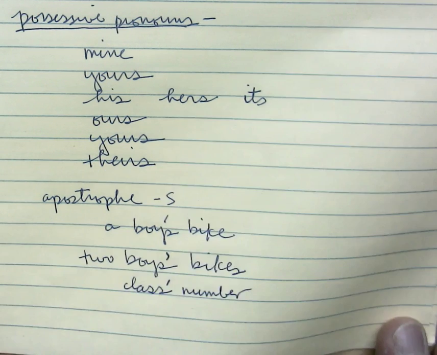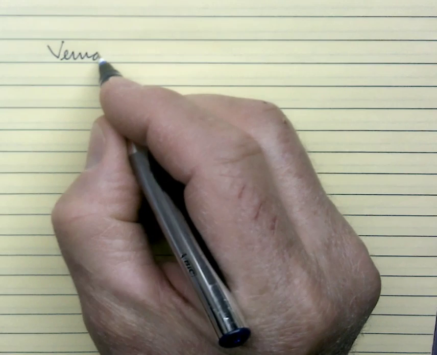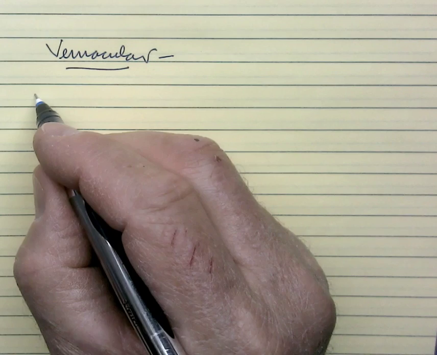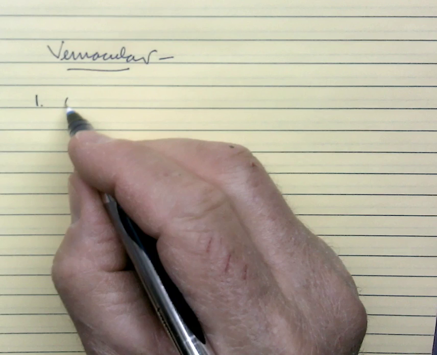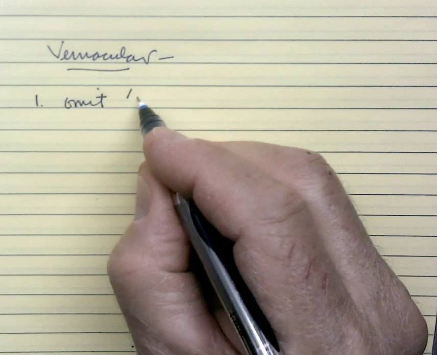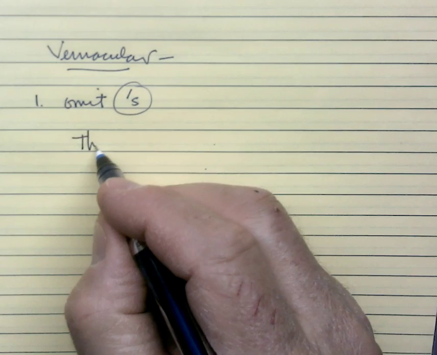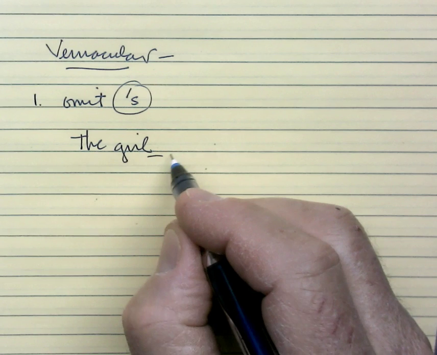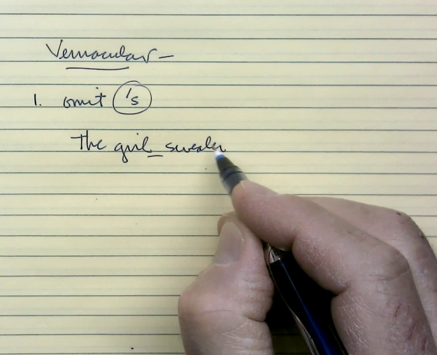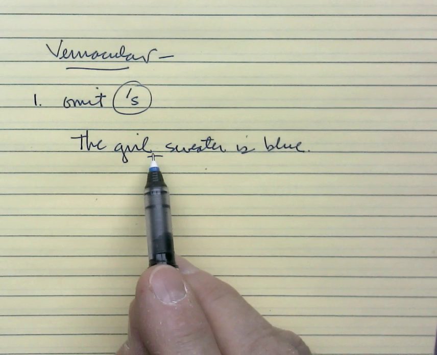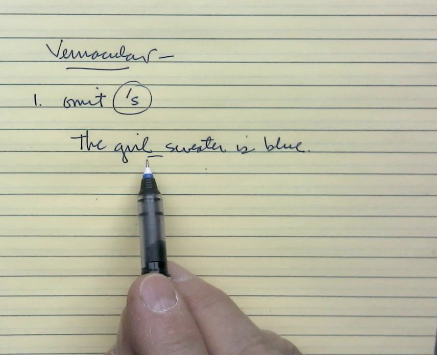Now, vernaculars, of course, do things a little bit differently. So let's take a look. Let's put down, this is the vernacular treatment for possession. Vernaculars sometimes omit the apostrophe S. For example, they say, the girl sweater is blue. Now, Standard English would say the girl's, apostrophe S, but the vernacular doesn't include that.